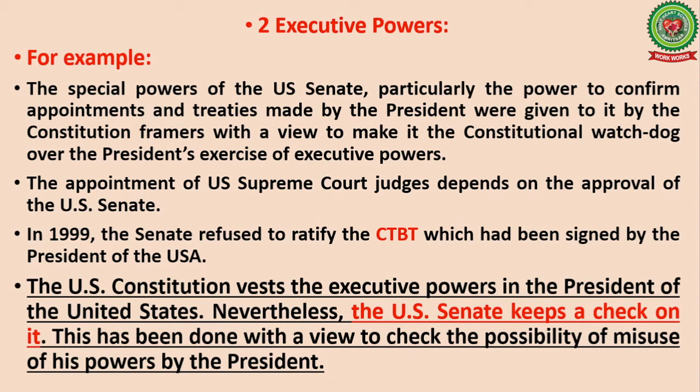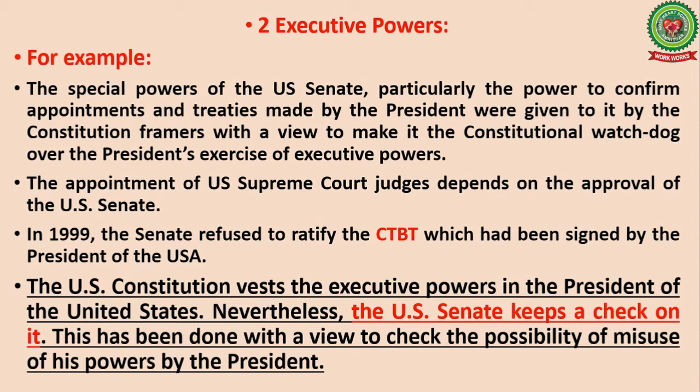In 1999, the Senate refused to ratify the CTBT, which had been signed by the President of USA. I told you when I was talking about the key terms that when I talk about this topic in detail, I will tell you about the CTBT, which was signed by the President of US but refused by the US Senate. So approval was not given by the Senate. So this is an example of how the Senate controls the US President.